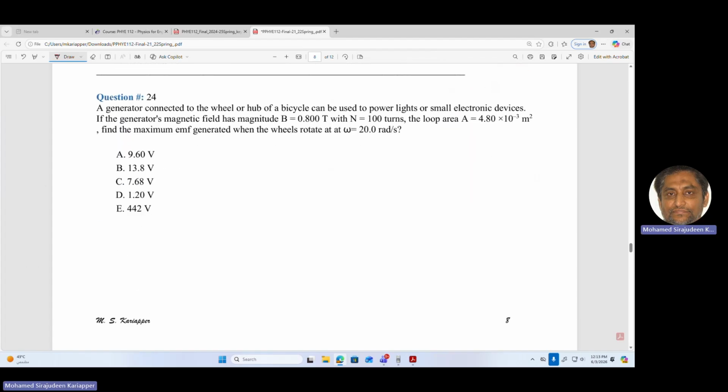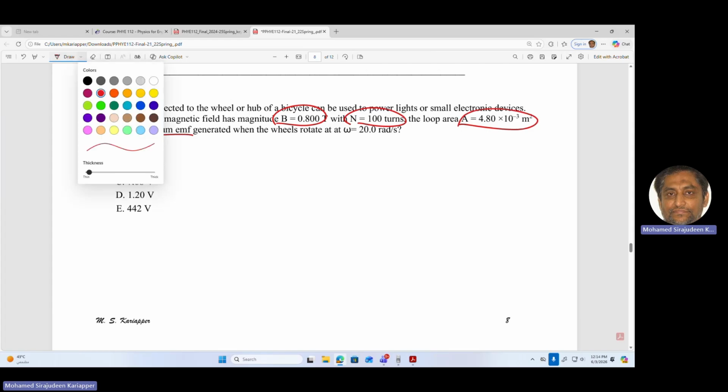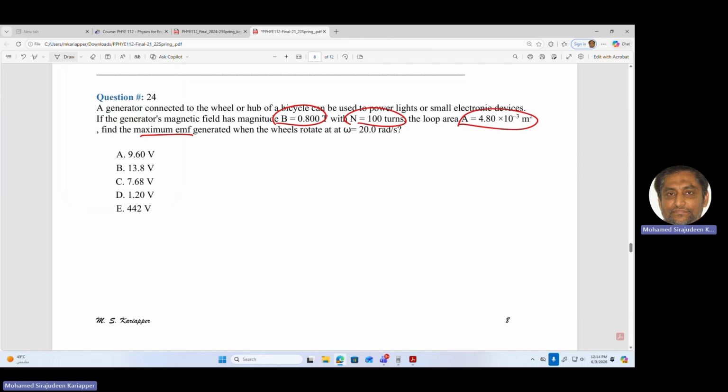Number 24. A generator connected to a wheel, the wheel or hub of a bicycle, can be used to power lights or small electronic devices. If the generator's magnetic field has a magnitude this, with N equal to this, loop area this, find the maximum EMF. Right now you need to remember what this is. You are talking about an AC generator.